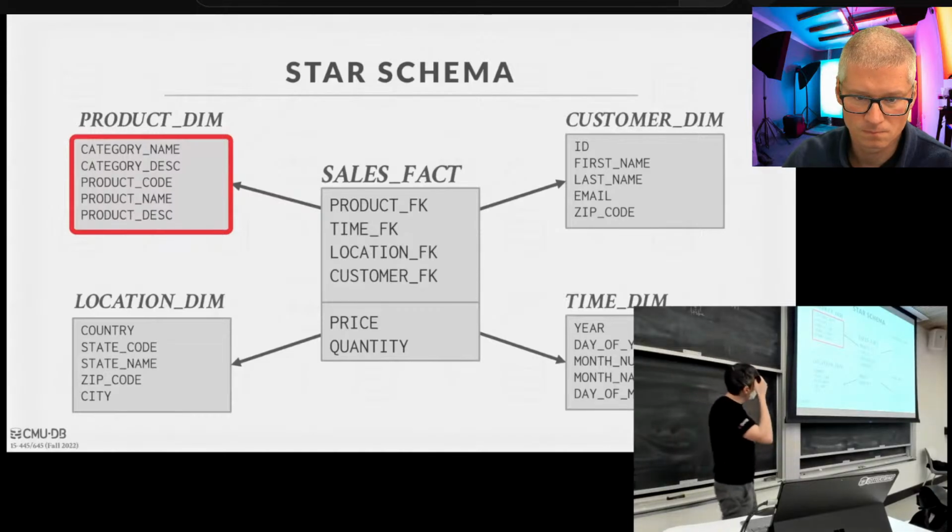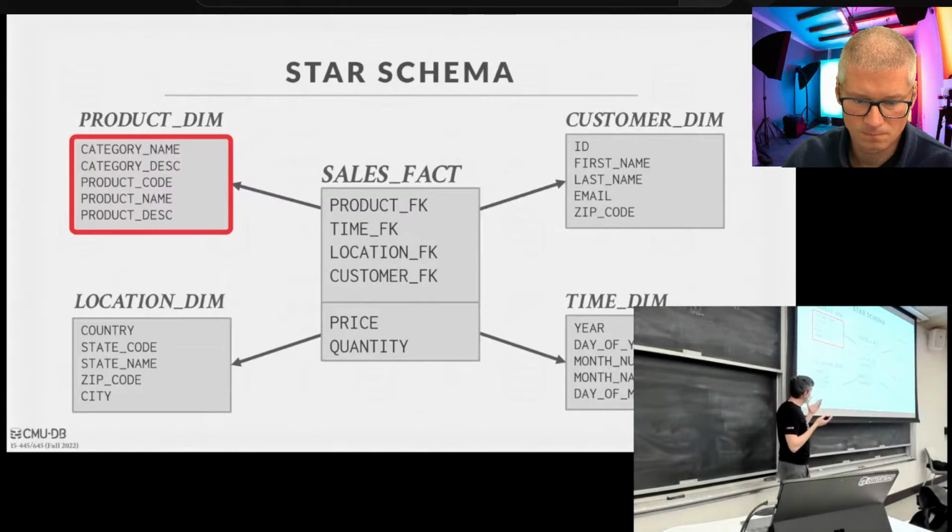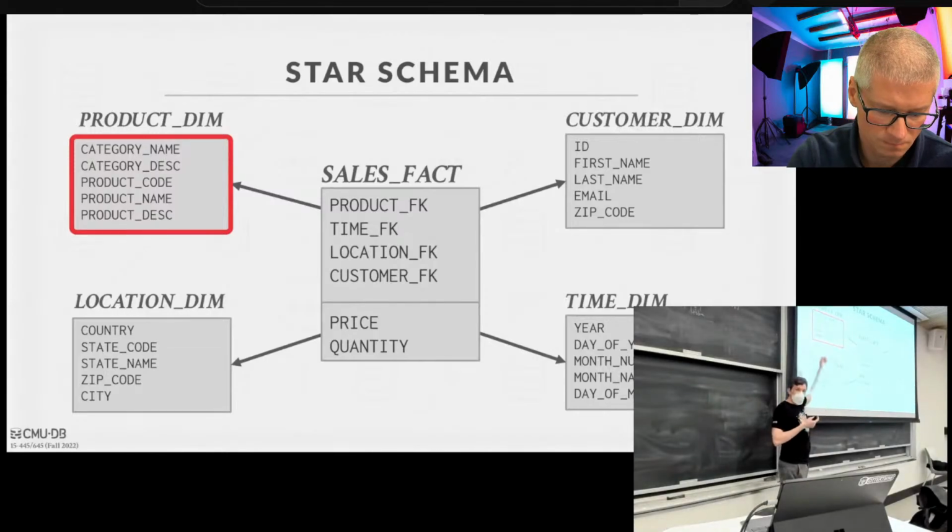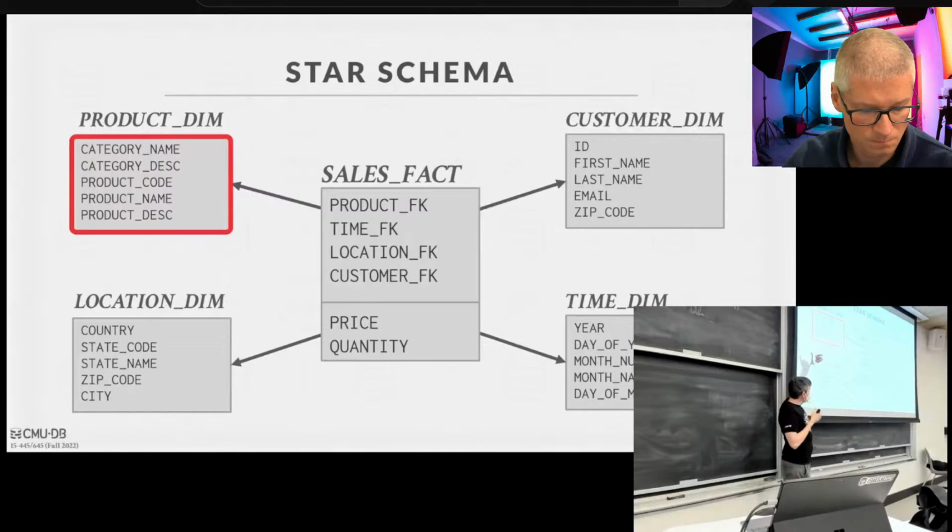So his question is, how does it simplify the schema? Are we merging this and making one? Yeah. So his question is like, you still have 5 tables here.